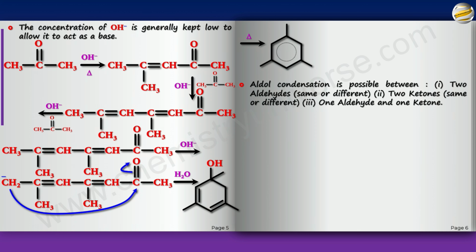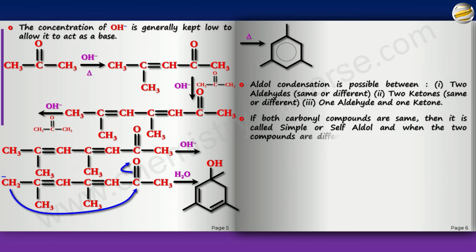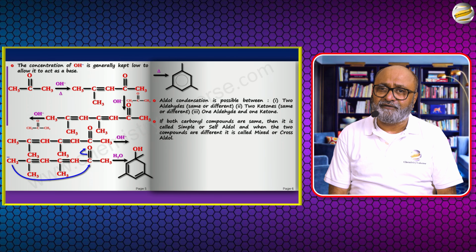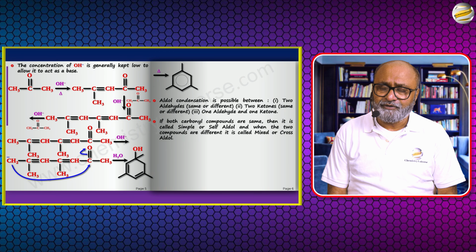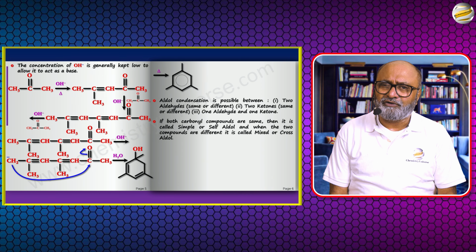ketone. Now, if both carbonyl compounds are same, then it is called a simple or a self-aldol. And when the two compounds are different, it is called a mixed or a cross-aldol. So self-aldol is the one when you are given only one aldehyde or one ketone and given OH minus. Now, they may not write two molecules, remember. They may not write the coefficient of the aldehyde or the ketone as 2 because it is understood. I mean, obviously, you're not going to take one molecule. You're going to take a sample, right?